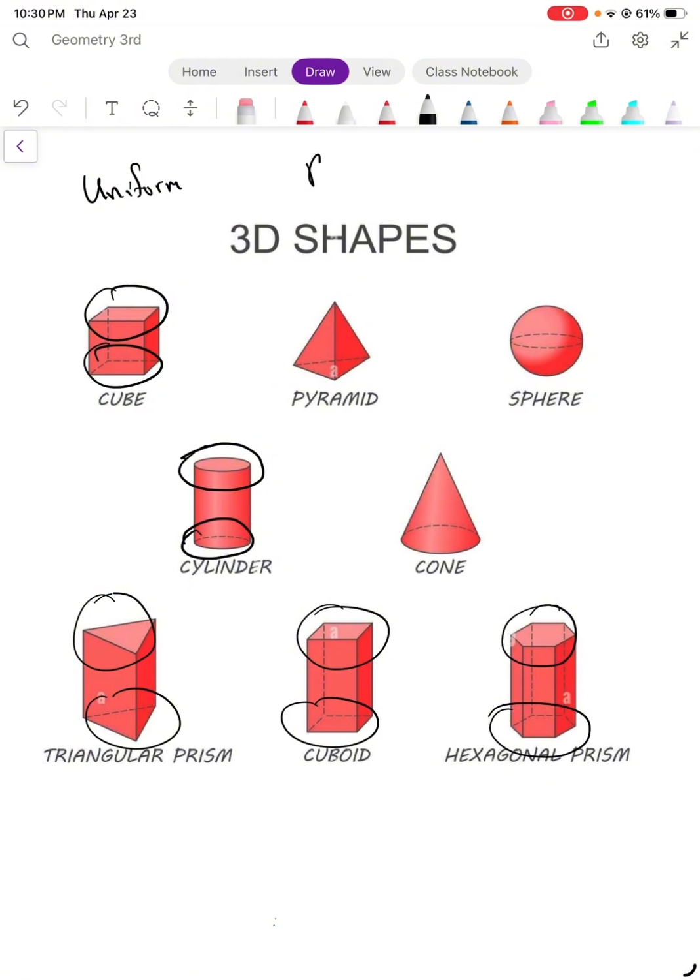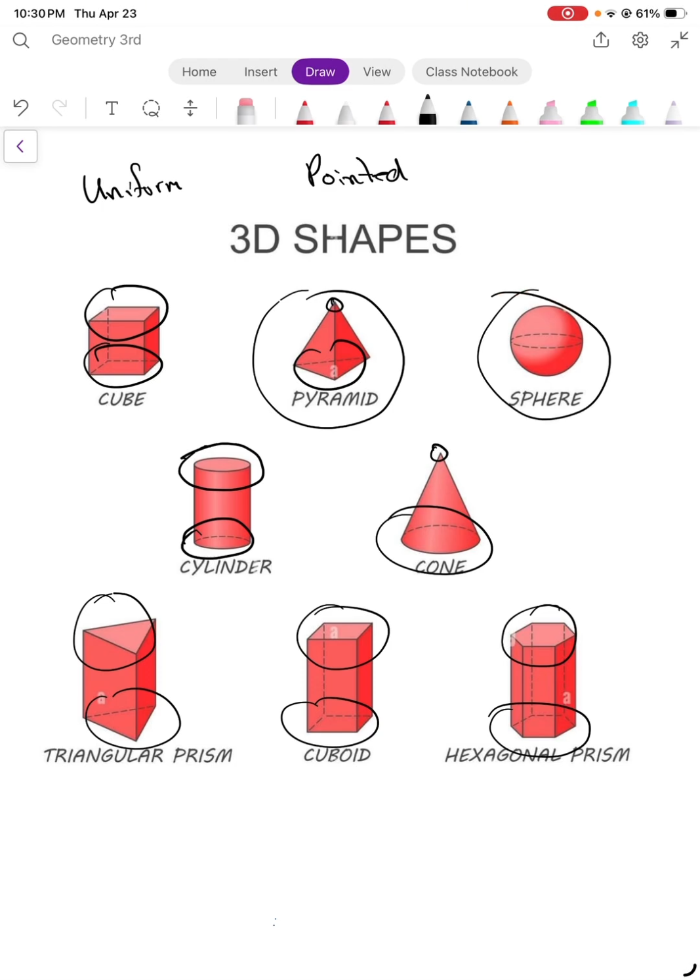Then I have what I call pointed shapes. The pointed shapes would be the pyramid. Notice it has the base, but then it comes up to a single point. The cone is another pointed shape. It has the circular base, but then it comes up to a point. And these are all going to have different formulas based on what shape they are. And then, by itself, you have the sphere over here. So the uniform shapes, the pointed shapes, and the spheres.